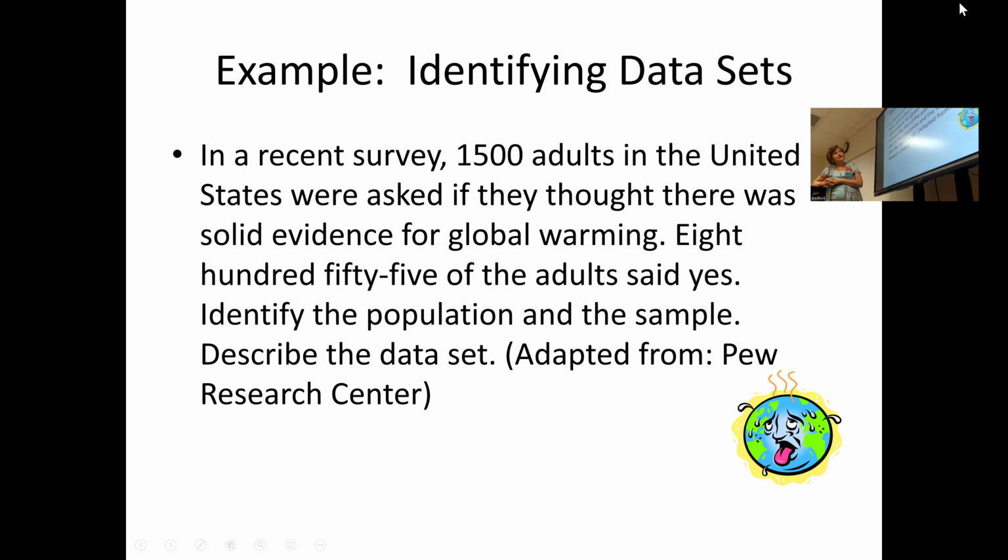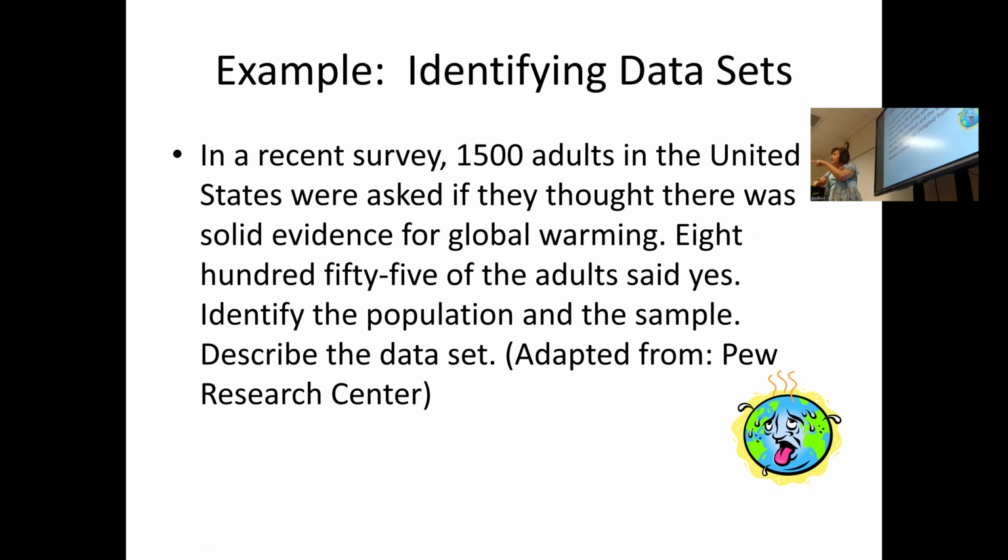In a recent survey, 1,500 adults in the US were asked if they thought there was solid evidence for global warming. 855 of the adults said yes. Now, can you tell me what would be the population and what would be the sample? What do you think would be the population? Okay, you said the adults. Be a little more specific. What, the adults in the whole world? What adults? The 1,500 is there. So you think it's the 1,500 that's the population? The population of the United States.